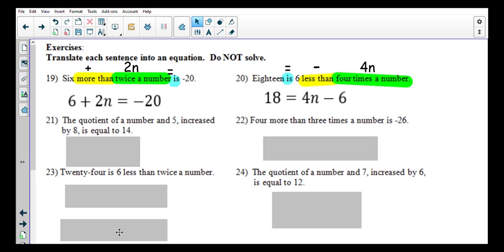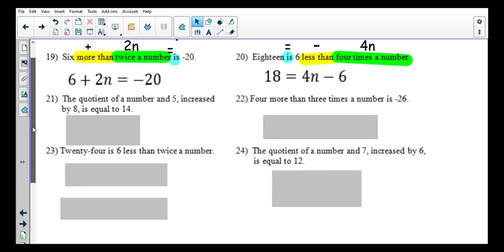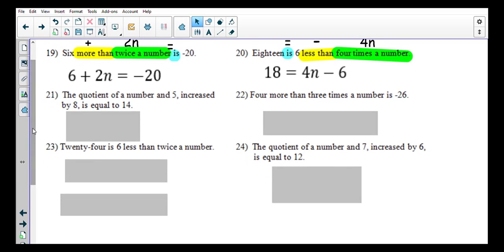All right, number 21, the quotient of a number and 5 increased by 8 is equal to 14. So hopefully remember that the word quotient means division. This gets really tight in here, so I'm not going to type that in. But the quotient of a number and 5, this is going to represent our unknown. Now, because of the order in which these are written, I had someone ask this the other week, how do we know what order we put these in? Well, if it says the quotient of a number and 5, the number comes first, so that's going to go on top.